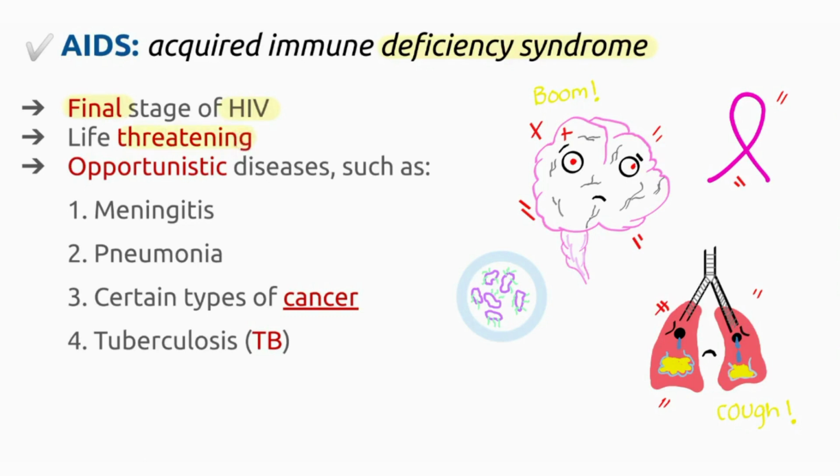It also can cause opportunistic diseases such as meningitis. Meningitis can lead to the swelling up of the brain. Pneumonia, which infects both lungs. The air sacs fill up with a fluid that causes coughing and swelling up of the lungs. Certain types of cancer. It also causes tuberculosis, which is a bacterial infection in the lungs.